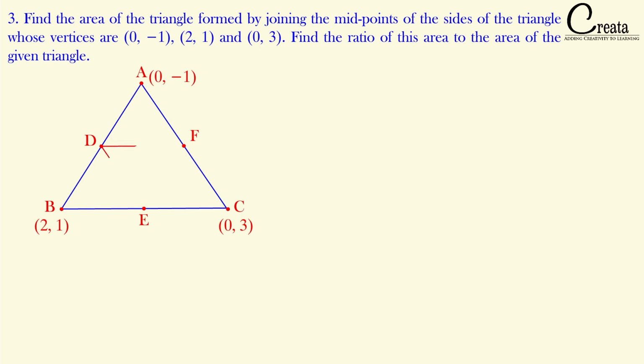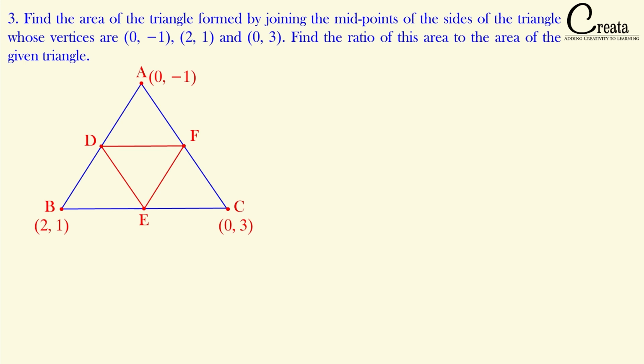If we join all the midpoints, that is if we join the points D, E and F, we get a new triangle. In this question we have to find the area of this new triangle and also the area of the big triangle, and then find the ratio of the areas of both triangles. Basically the area of the big triangle and the area of the small triangle. So this is the observation that we got from the question.